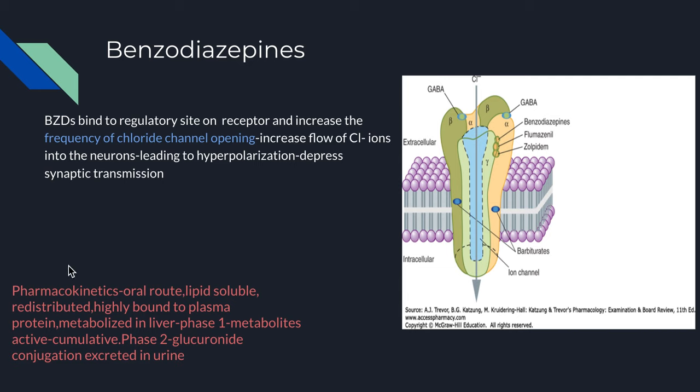Pharmacokinetics. They are rapidly absorbed by the oral route. They're lipid soluble as well, redistributed from the CNS to muscles and adipose tissue. They're highly plasma protein bound, and they're metabolized in the liver in two phases. In the first phase, an active metabolite is formed, and in phase 2, they're excreted in the urine by glucuronide conjugation.